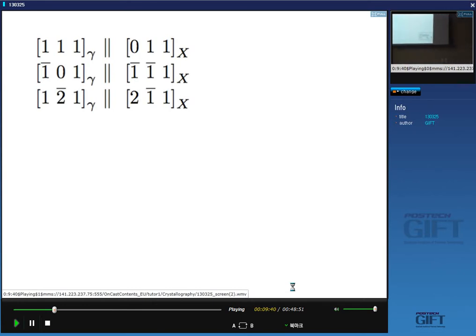Right, in order to derive a coordinate transformation matrix, we need to make these parallel signs into equality signs. So this vector is equal to this vector. So I need to divide each of these by their magnitudes. That would make them equal, right? Because they would be unit vectors.